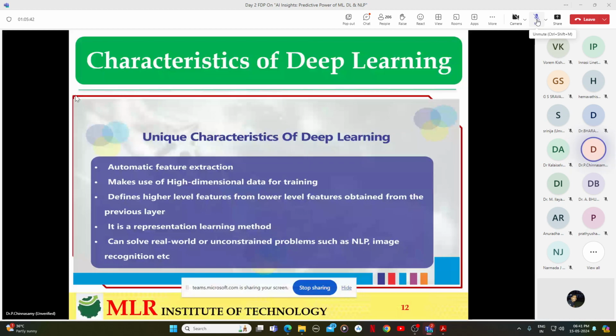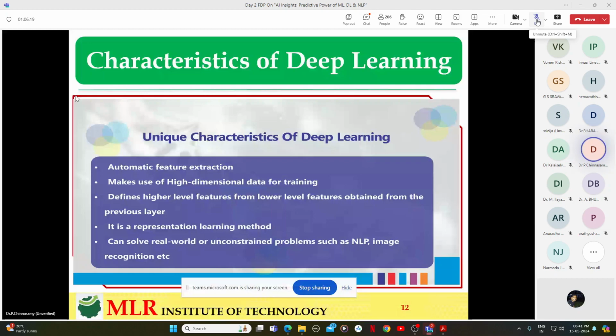Then, whatever data we are giving, in DL it allows high dimensional data for training. We don't want to lose anything to dimensionality reduction. But for ML, we can say directly that if you have a large dataset, we should follow DL only, right? If you have high dimensional data, we should go ahead with deep learning.